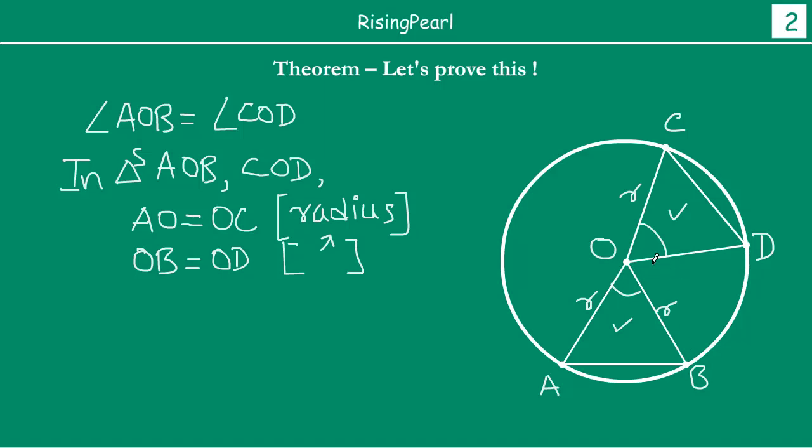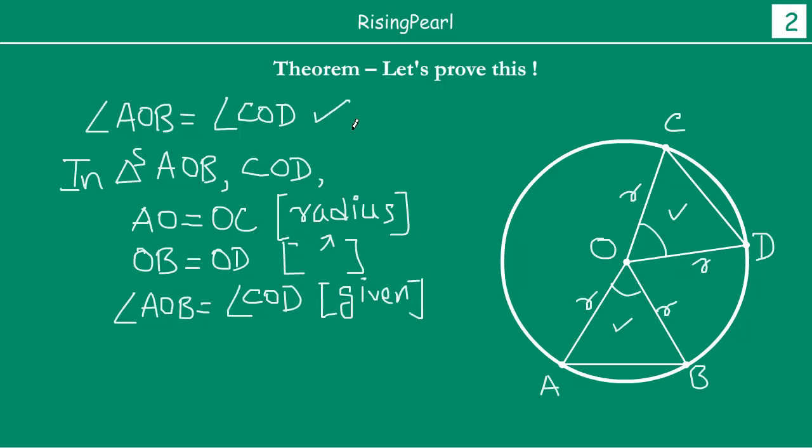OB भी radius है और OD भी radius है. So दोस्तों, इन दोनों triangle में this side is equal to this side is equal to this side, and दोस्तों we actually have angle AOB equal to angle COD. Why? Because this is already given to us. ये जो है दोस्तों, this is given, right?